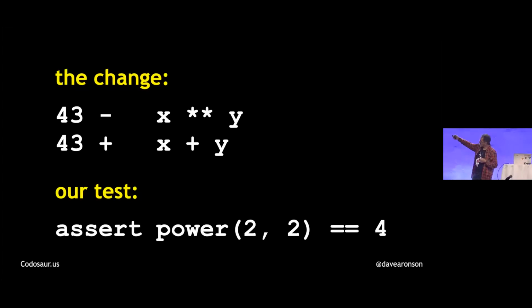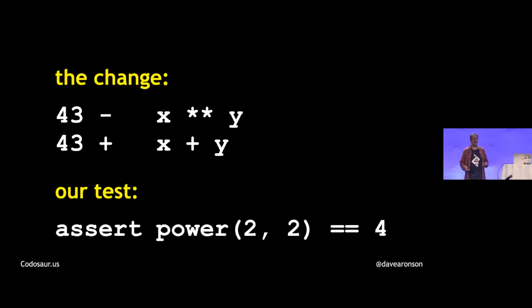Looking at the change and the test together, it's fairly clear that this is surviving because 2 plus 2 equals 2 to the second power. And so does 2 times 2, but he's in the background. We can save him for later. So how can we kill this mutant? In other words, make at least one test fail when run against it.